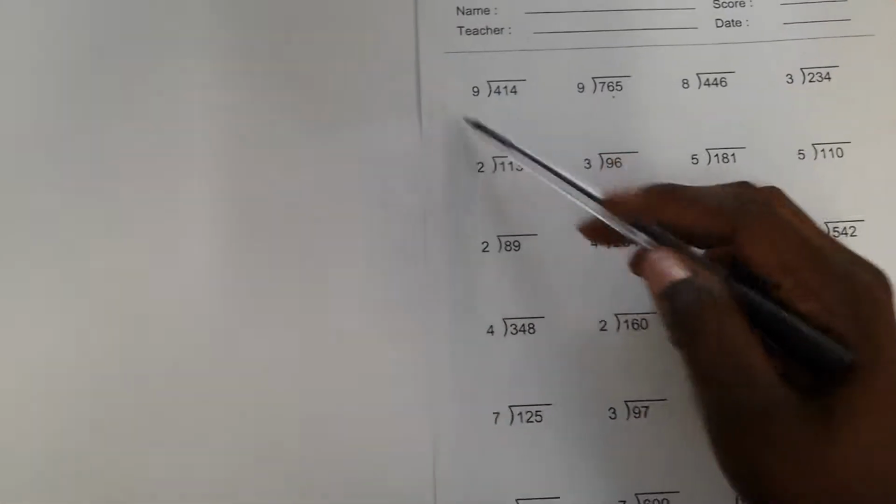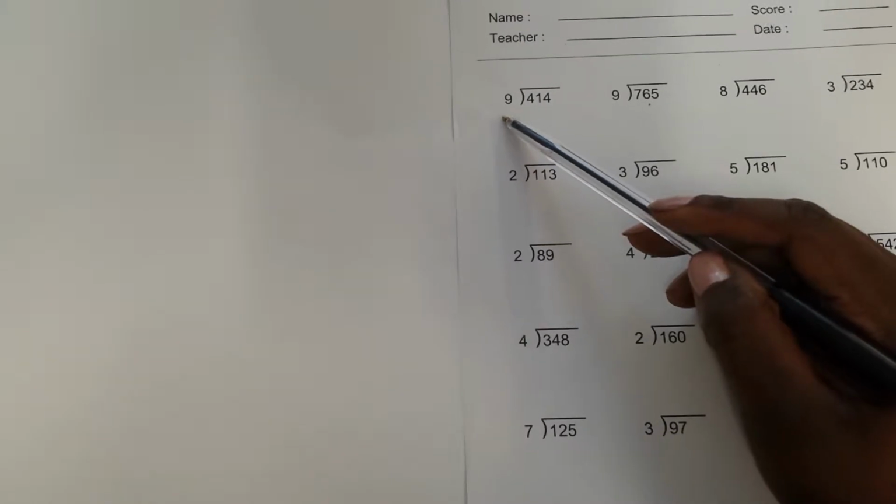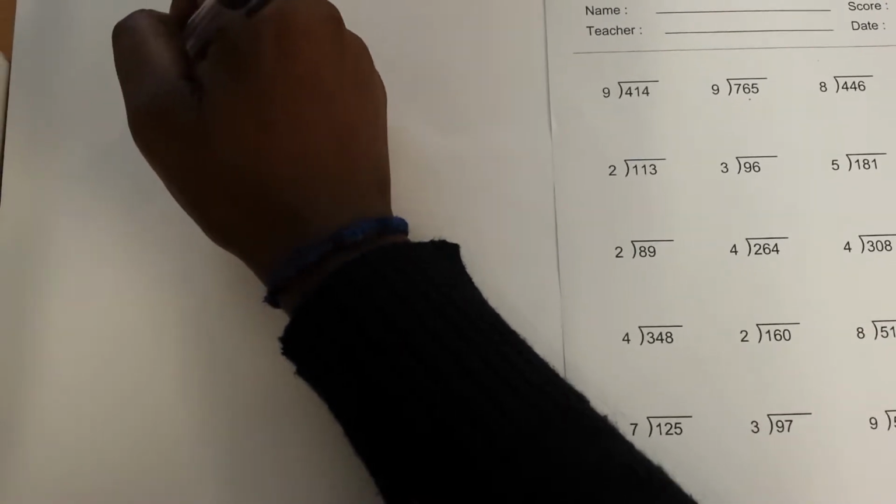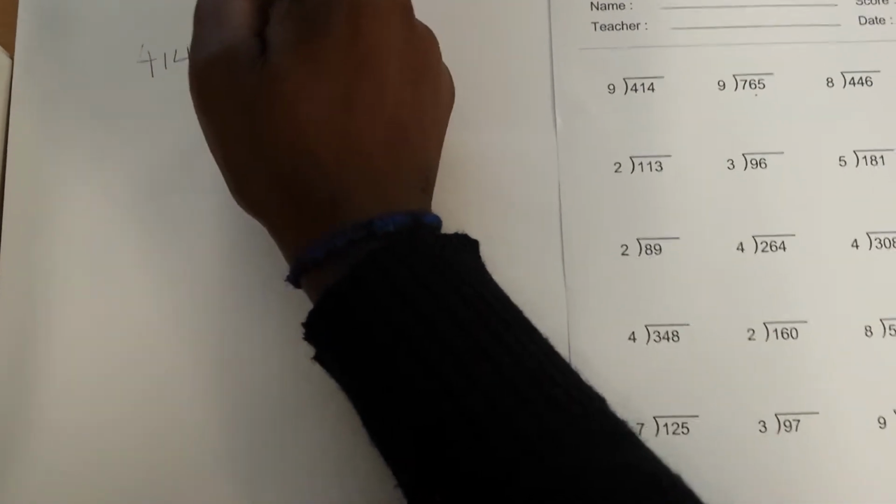So this worksheet was, for some of you, one of the ones we did this week. So we're going to look at how you do that. Okay, so the first question is 414 divided by 9. So that means how many times does 9 go into 414?